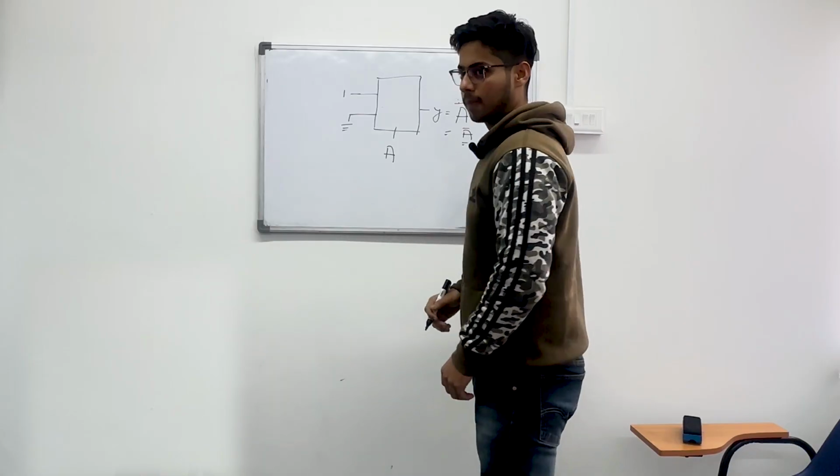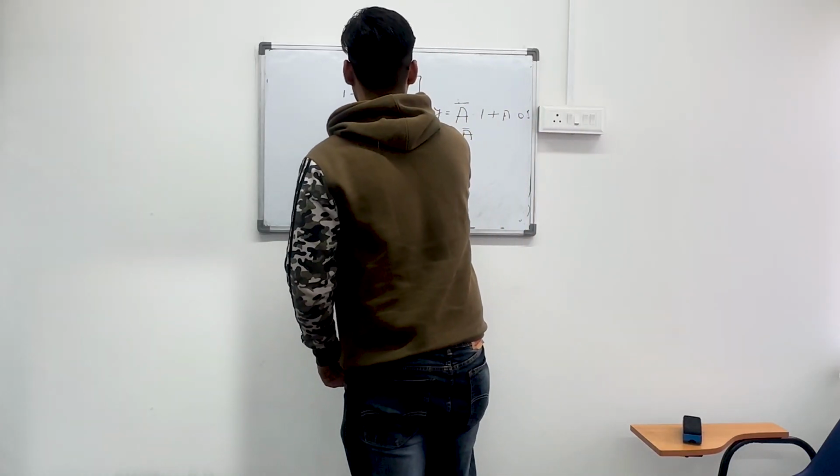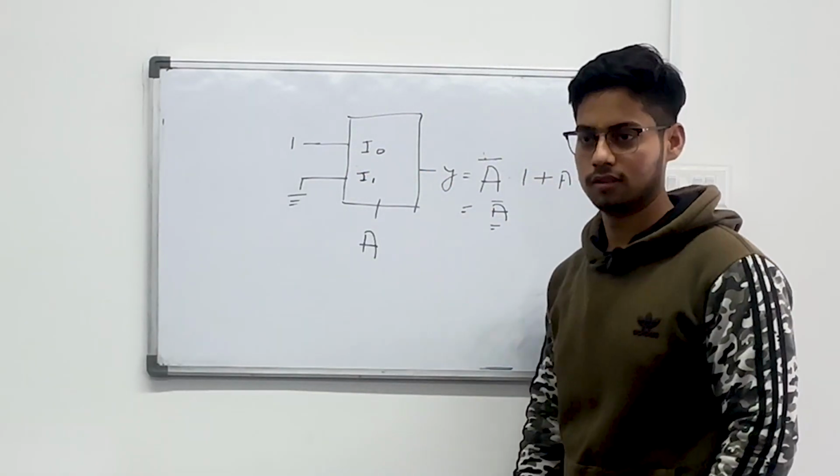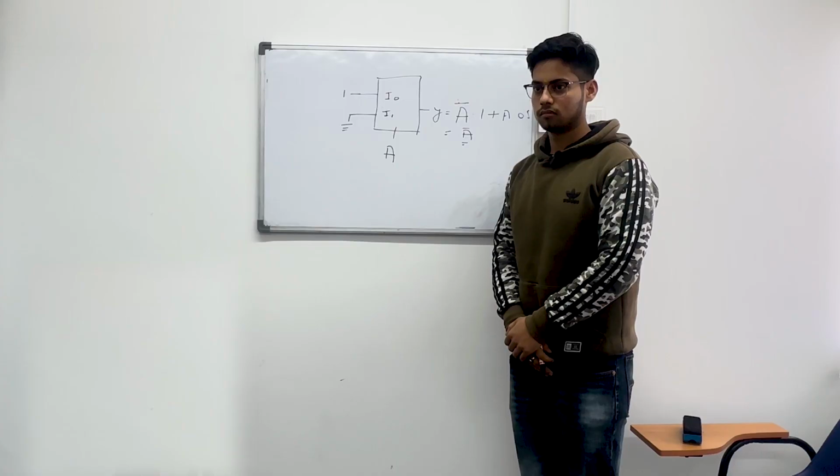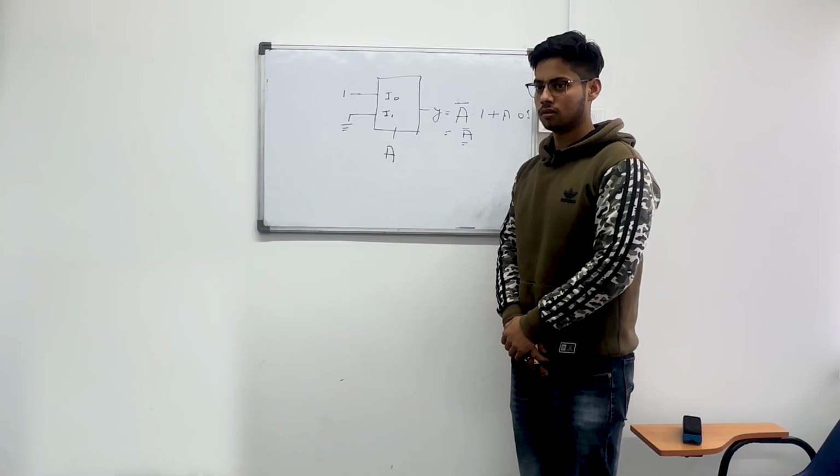How would I know that this one is connected to I0 and this ground is connected to I1? You have to mention the internal connection, that which one is I1 and which one is I0. Now it is correct, right? Okay. So whenever you design or explain anything, it should be clearly mentioned. There should not be any ambiguity, right?